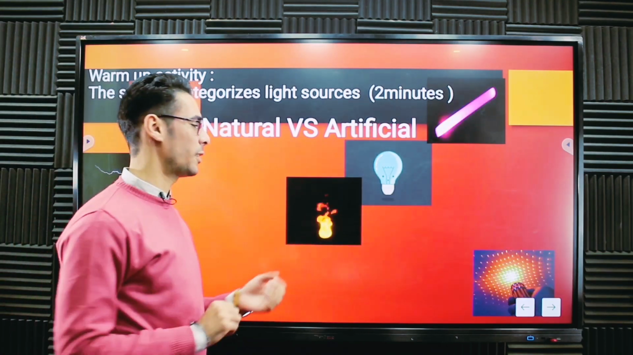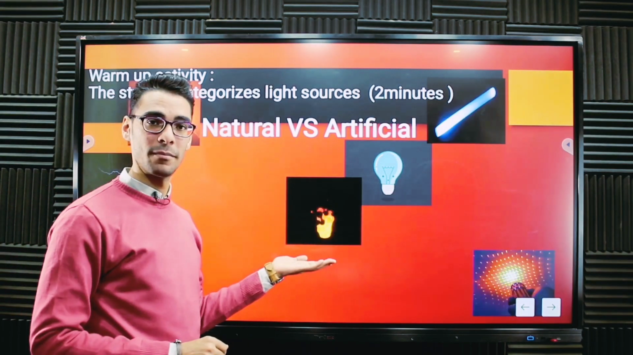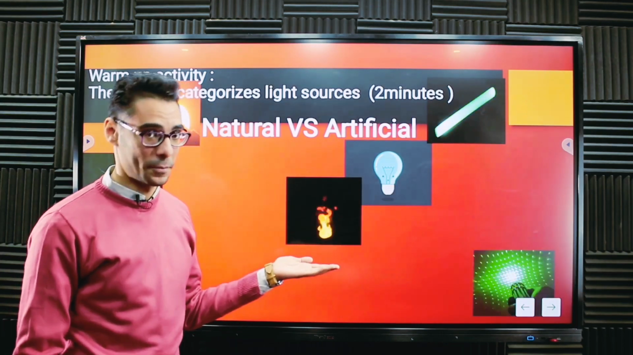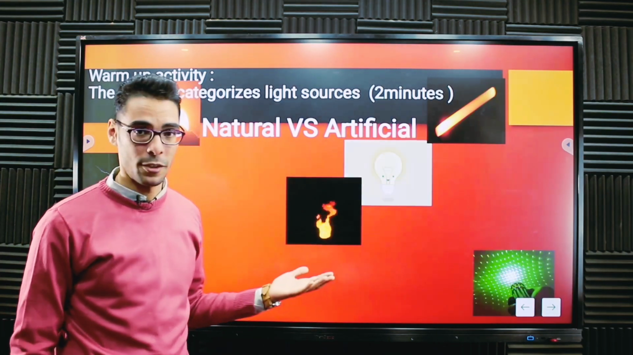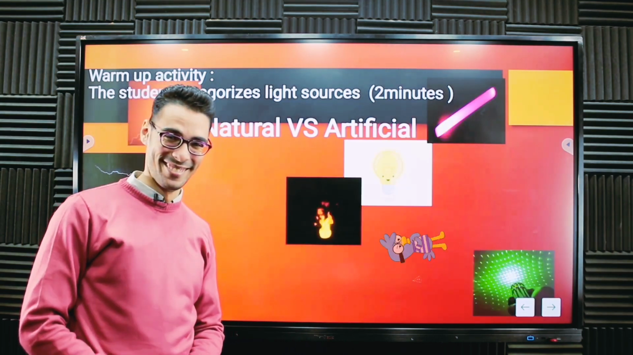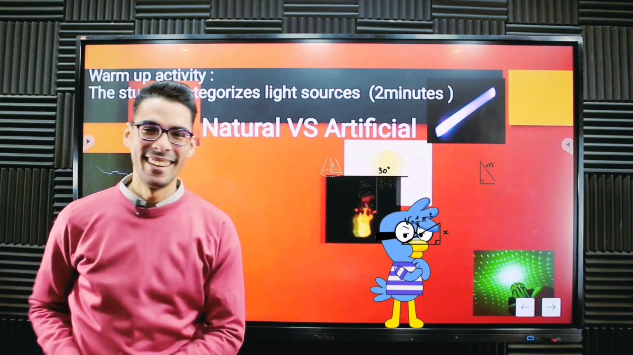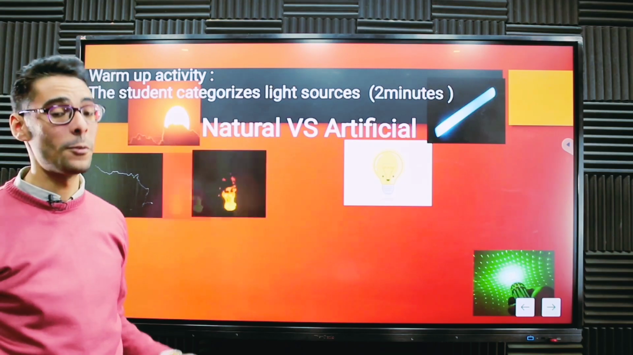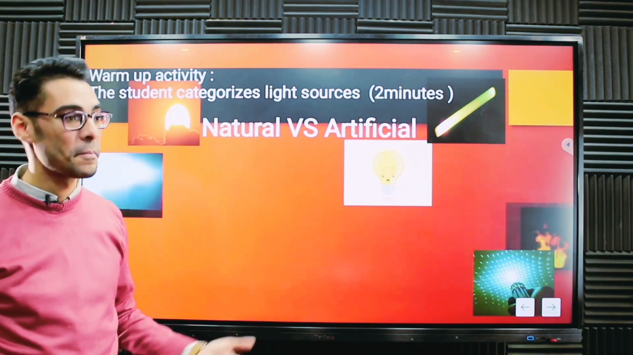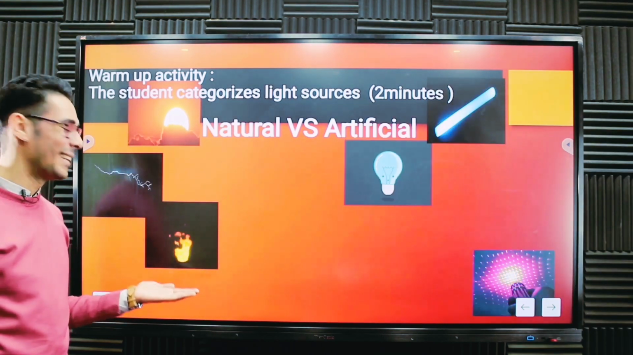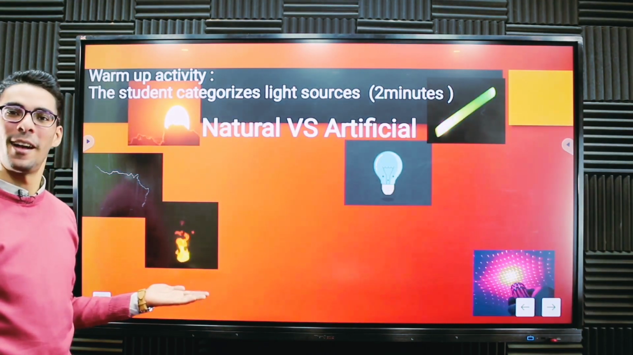Finally, or before the final step, the fire. This one is a little bit tricky. Is it natural or artificial? Take time to think about this question. If your answer is natural or artificial, I'm going to correct it. It's a natural source of light. Definitely, it's a natural source of light.